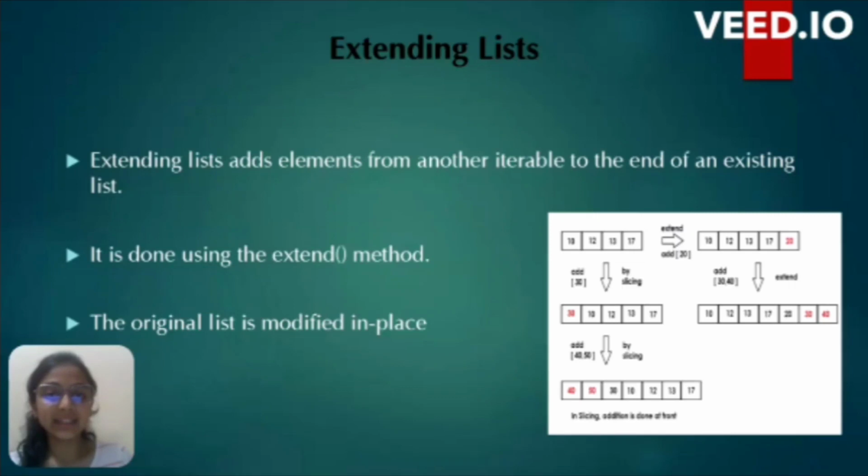Extending a list. Extending a list adds elements from another iterable to the end of an existing list. It is done using the extend method. The original list is modified in place. This is the representation of extending a list.